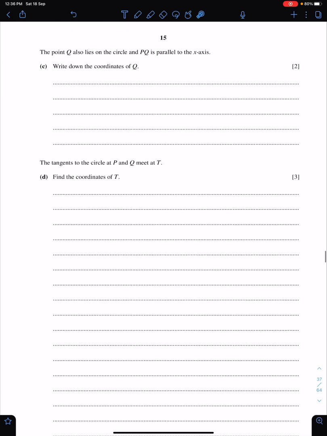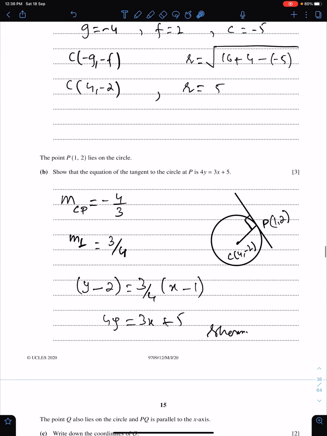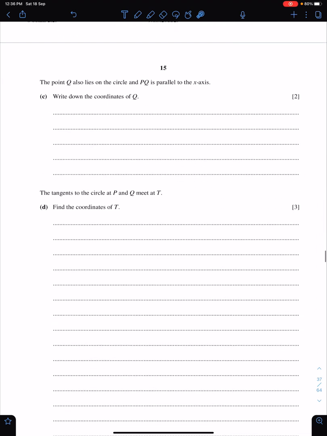Next part. The point Q also lies on this circle and PQ is parallel to x-axis. So let me sketch this to explain this in detail.